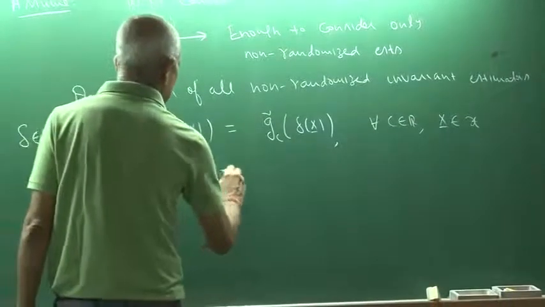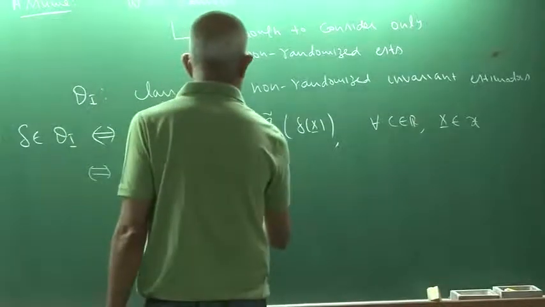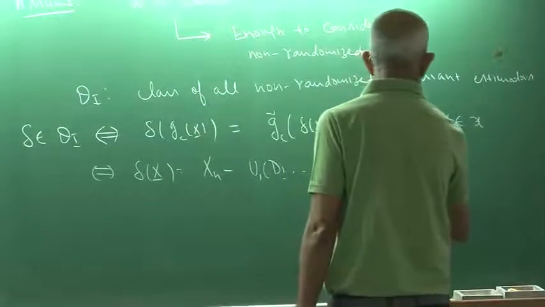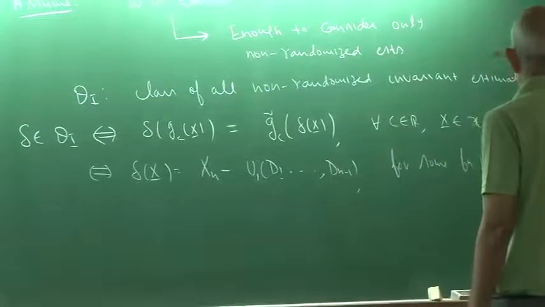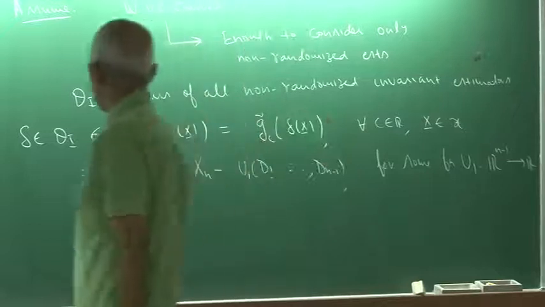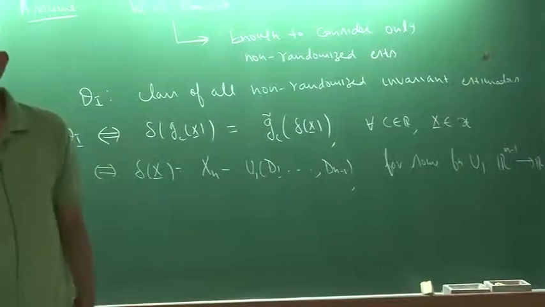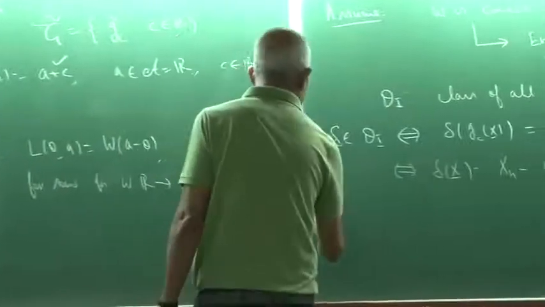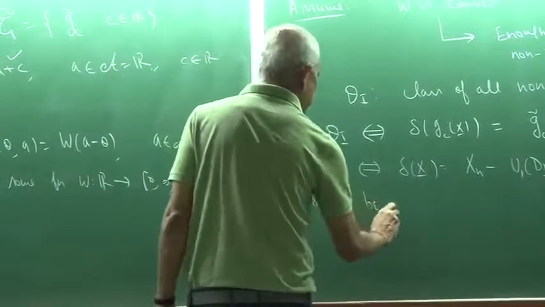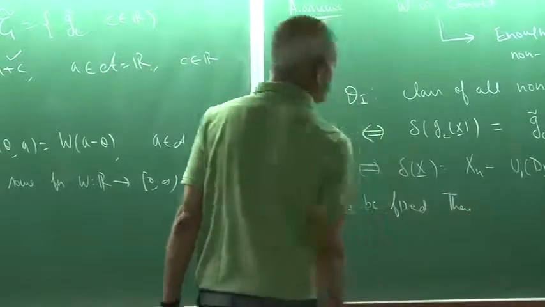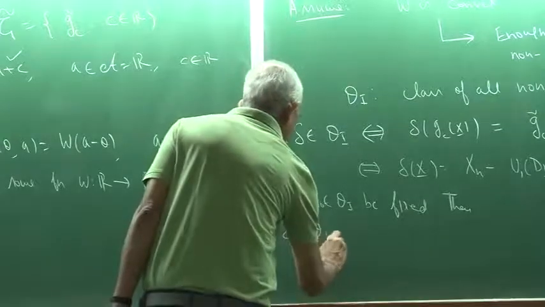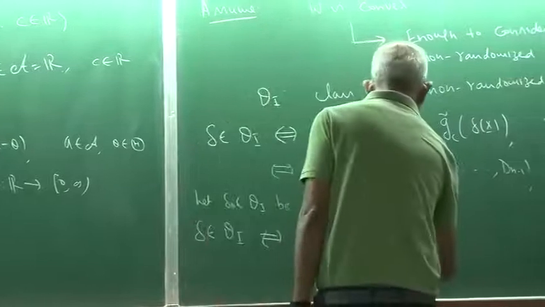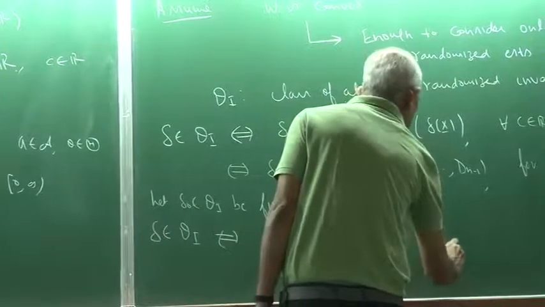Now, we know that this is equivalent to saying that delta of x is nothing but xn minus some function of d1 to dn minus 1, for some function u1 from Rn minus 1 to R. Now, because I know that xn is invariant, I can replace this xn by any invariant estimator. That is what we saw over there. So let delta naught belonging to Di be fixed, then delta is in Di if and only if delta x is same as delta naught x minus u of d1, d2, dn minus 1 for some u.